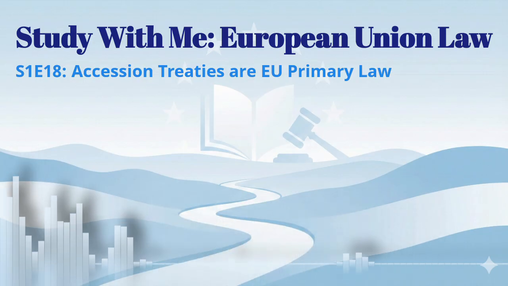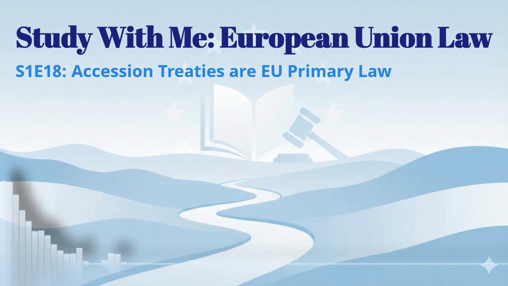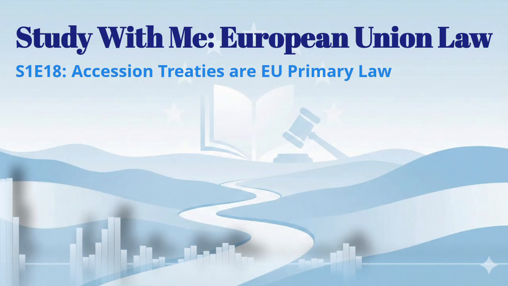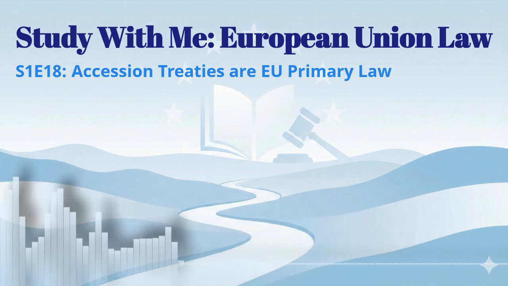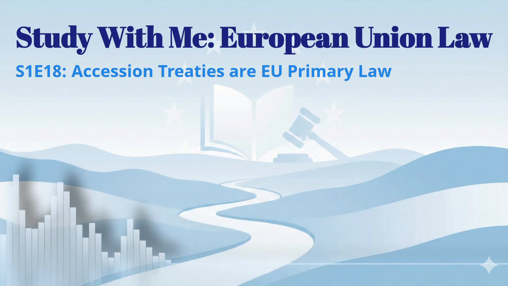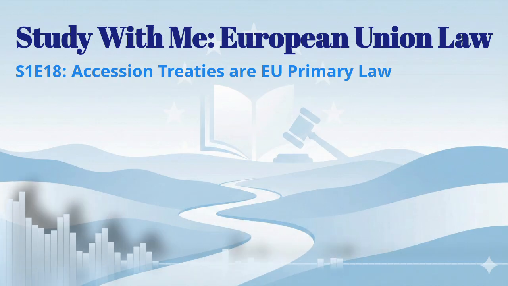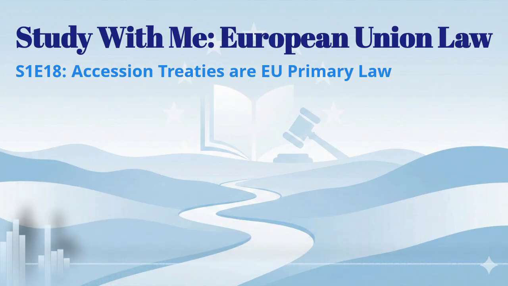So once we've established that an accession treaty is basically a constitutional amendment, the next logical step for exam success is to understand the process. How does the EU even create such a powerful document? Right. And this procedure is incredibly rigorous. It starts years, maybe even decades, before anyone puts pen to paper on a treaty. It's a whole mechanism. It is.